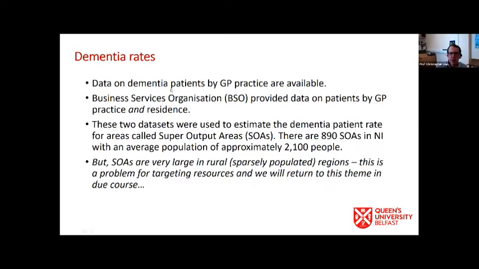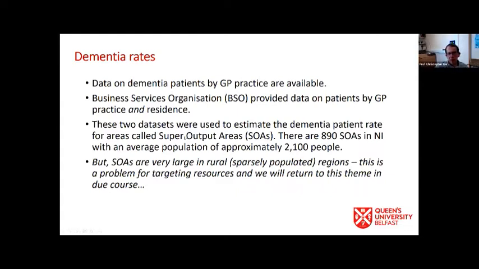We did manage to get from the Business Services Organisation, or the BSO, data on patients by GP practice and residents, but not by dementia as a diagnosis. So we couldn't actually map dementia rates by area of residence directly. We could only estimate it by using the GP-based data on people living with dementia, and then this breakdown of patients by GP practice and residents. So we had to kind of allocate it. So it was only an estimate, which in some cases might be fairly crude.